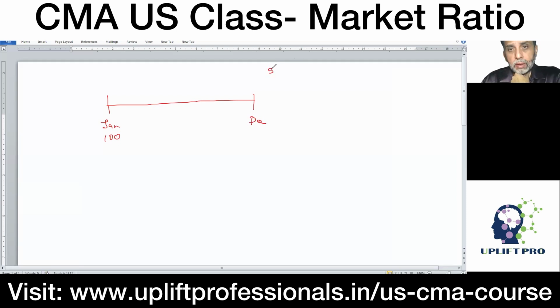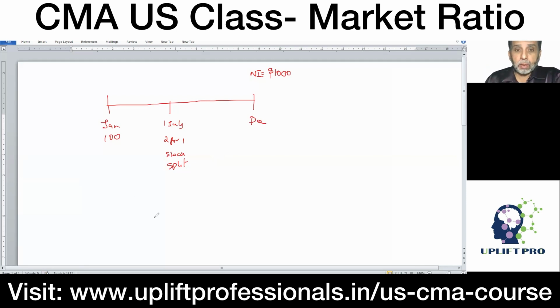Yes, so there is $1,000 net income. On 1st of July, there was a 2-for-1 stock split. That means another 100 shares will get added on 1st of July. Do you agree with me? A 2-for-1 stock split means the shares double, is it not? So another 100 shares will get added on 1st of July.